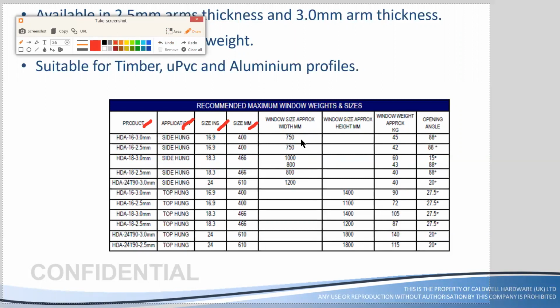16 inches 3 mm, which can go up to a window width of 750 mm, maximum weight 45 kgs, and 88 degrees is possible in opening it. Especially when you use a side hung window, it is people's requirement that the window should open 90 degrees.